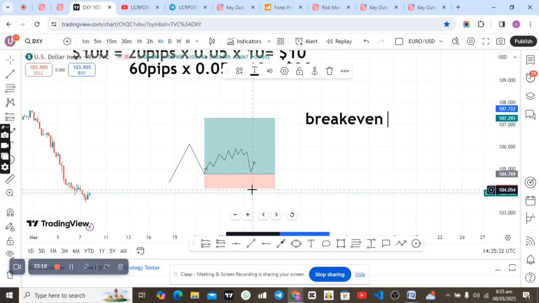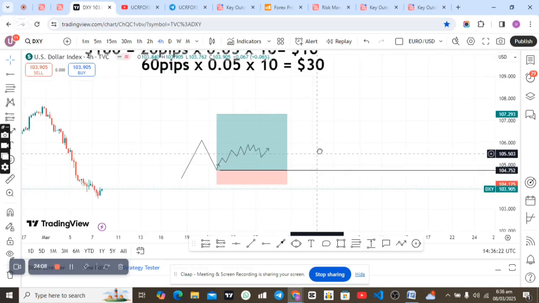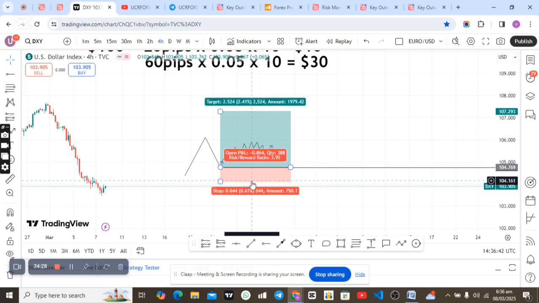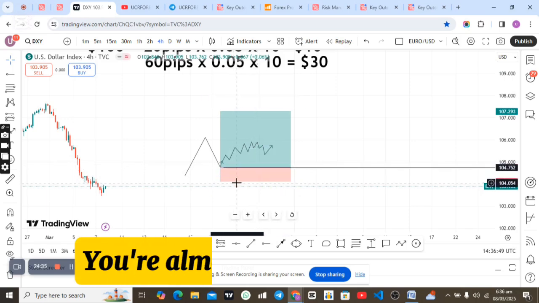How do you do that? Look at how break even works. If you are already on profit and the market is pushing well in your favor, and you want to lock in your capital, you don't want to say that I was on profit before, now I lost everything. No, what you have to do is copy the price of your entry point and set it as your stop loss.